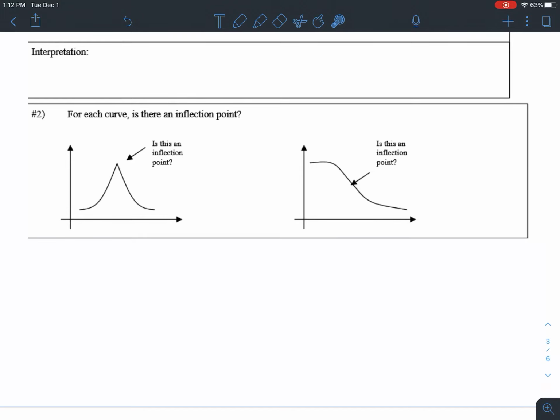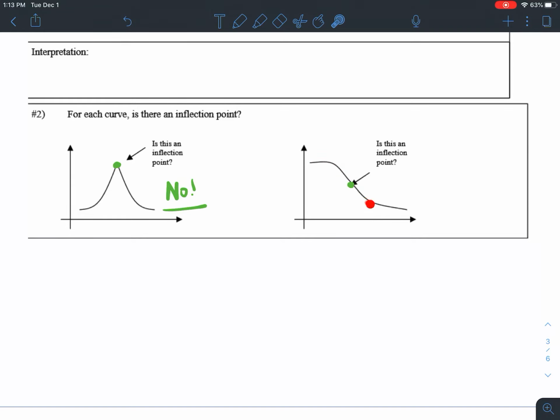Okay, the question here is, for each curve, is there an inflection point? So essentially it's asking, is where this is pointing an inflection point? And the question you have to ask yourself is, what is the concavity on each side of that point? Well, it feels like the concavity here is concave up. It feels like on this side it's also concave up. So the concavity is not switching for this. So I'm definitely going to call this not an inflection point. We're going to say no.